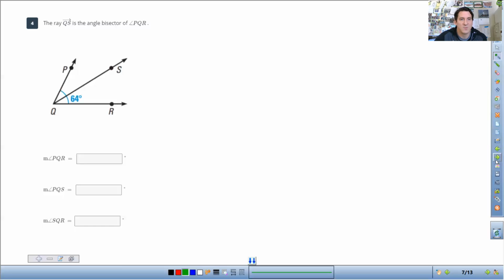All right, let's look at this one. So again, the bisector is cutting PQR in half. This arc is telling us that 64 degrees is for the whole angle, PQR. So that is 64.